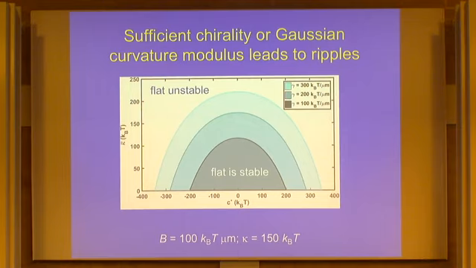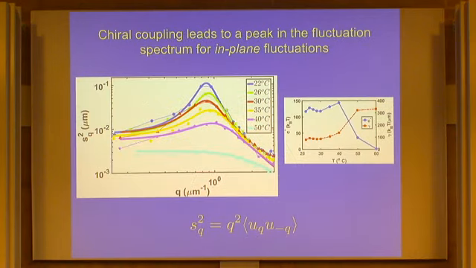Now, I mentioned that these vertical fluctuations are difficult to measure. The experimentalists right now can only look at the horizontal fluctuations, but our formula tells us how we can see the effects of chirality and the Gaussian curvature modulus in the horizontal fluctuations. Because remember, because the system is chiral, there's a coupling between the vertical and the horizontal fluctuations, and therefore kappa bar is going to enter.